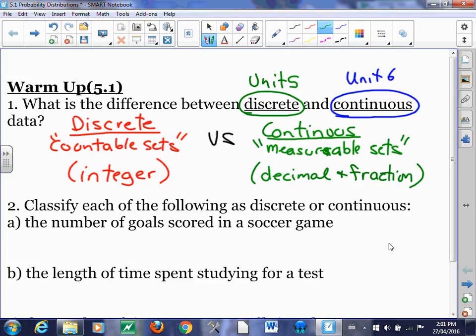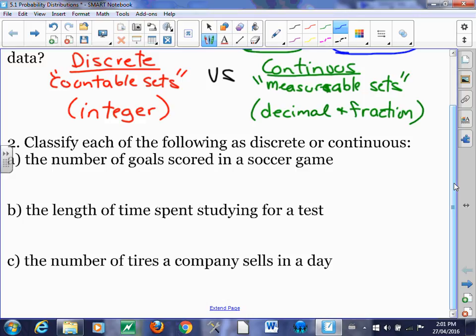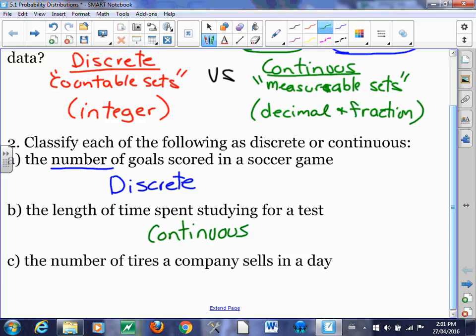All right, so let's just do a quick refresher. I think this is from Unit 1, maybe one of your first lessons. Classify each of the following as discrete or continuous. A, the number of goals scored in a soccer game. Remember, it's the number of something, so it has to be discrete. B, the length of time spent studying for a test. That's continuous. And again, C, the number of tires a company sells in a day, that's discrete.